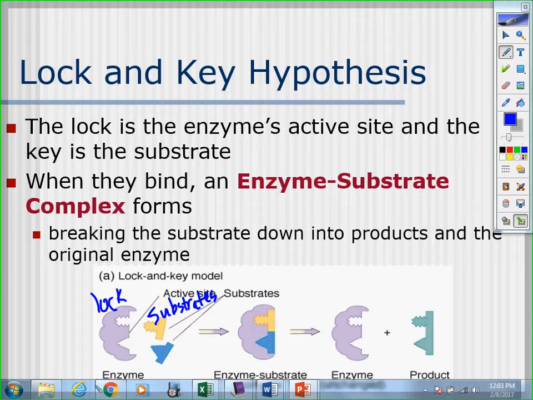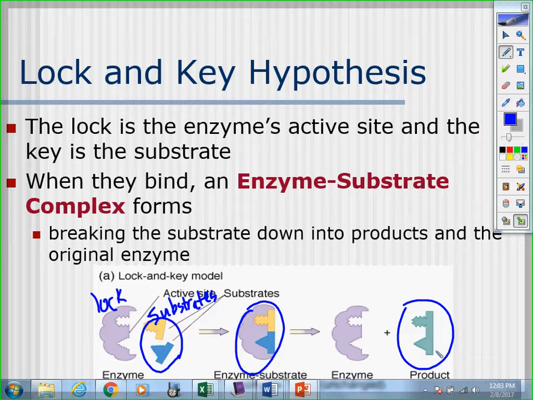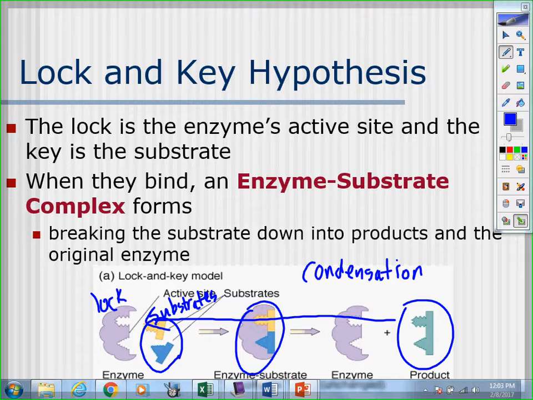What type of reaction do we have going on here? We got two things, they're combining, changing shape, and forming one thing. What type of reaction is that? Take two things and form one. Condensation reaction. Now, if I went backwards with everything, what type of reaction would it be, where I took one and made it into two? Hydrolysis.